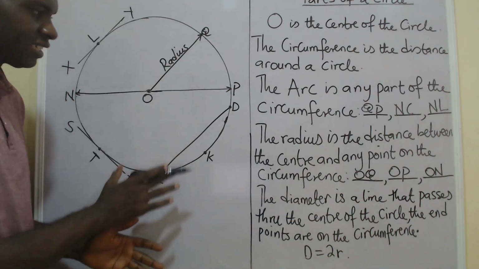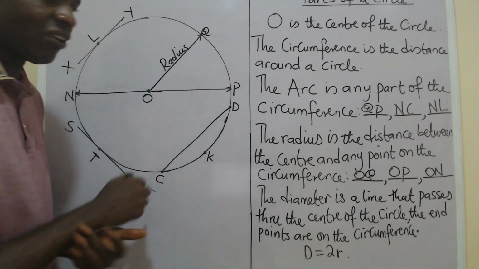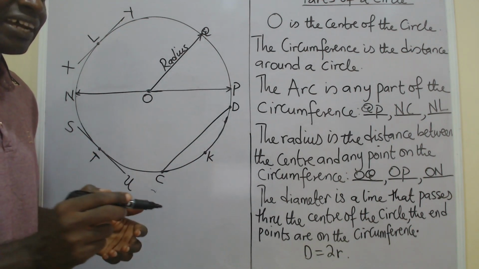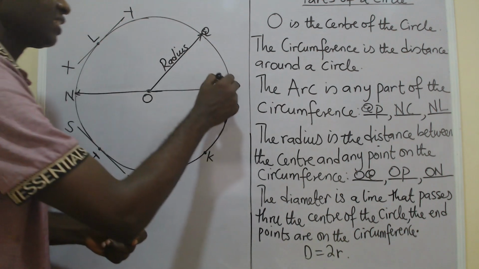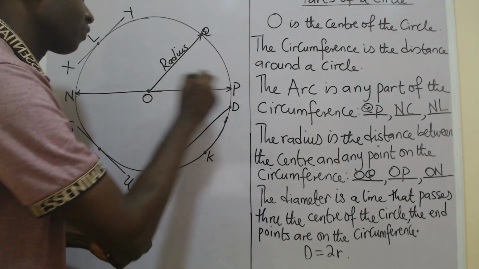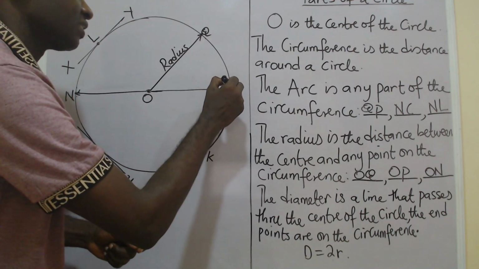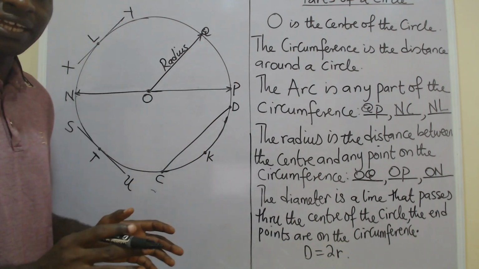This part and this part. This line, OP, that passes through the center of the circle is the diameter. The end points are on the circumference. This is a point on the circumference. This is a point on the circumference. It's the line that passes through the center of the circle. The end points, this beginning and this end, are on the circumference. So that is the diameter of the circle.